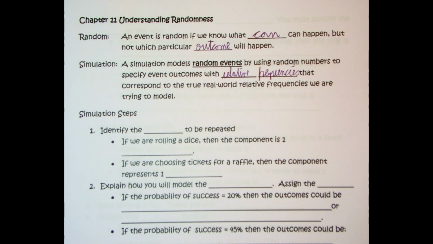Well, we could say, well, all the even numbers are heads, all the odd numbers are tails. Or we could say the numbers 00 to 49 are heads, and the numbers 50 to 99 represent tails, as long as the relative frequency is 50-50. Okay, so 50 of those numbers have to represent heads, and 50 of them have to represent tails. Okay, that's what the relative frequency means.